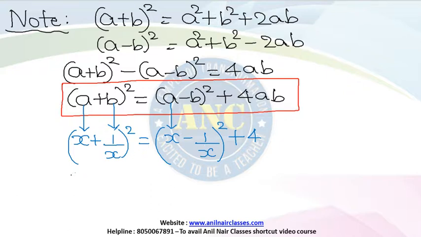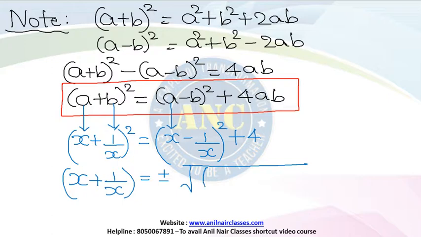So if I only need the x plus 1 by x value, and I don't want the square of it, then to remove the square on the left hand side, I should take the square root on both sides. So the right hand side becomes plus or minus square root of x minus 1 by x whole square plus 4. This is one of the very important key points that we need to use in our problems.